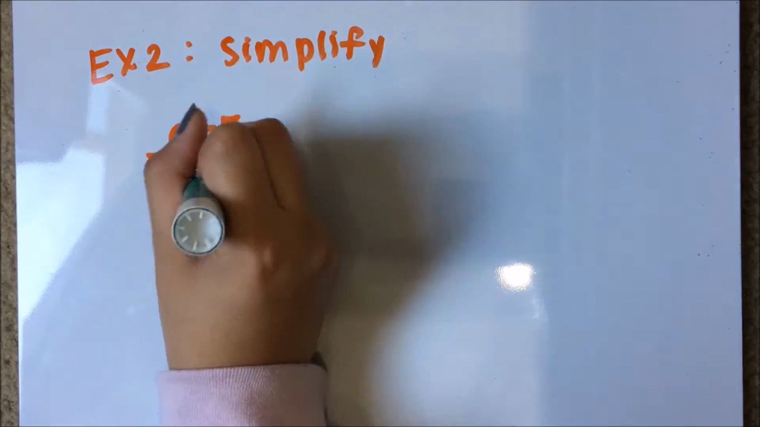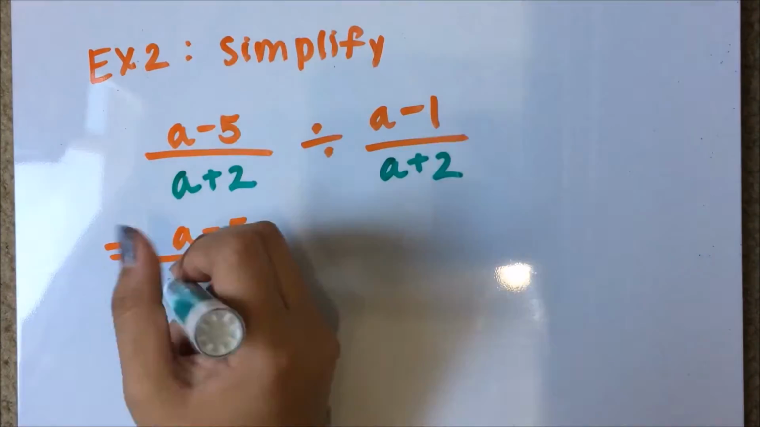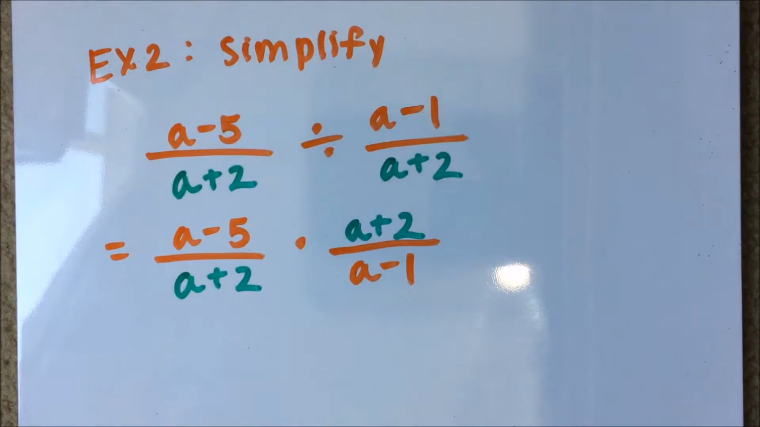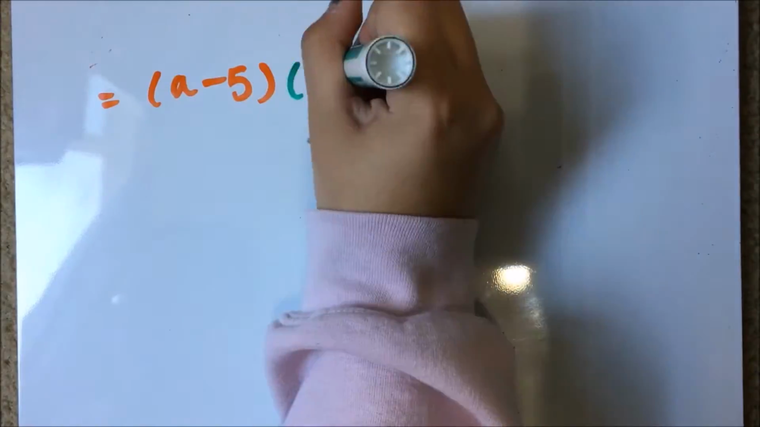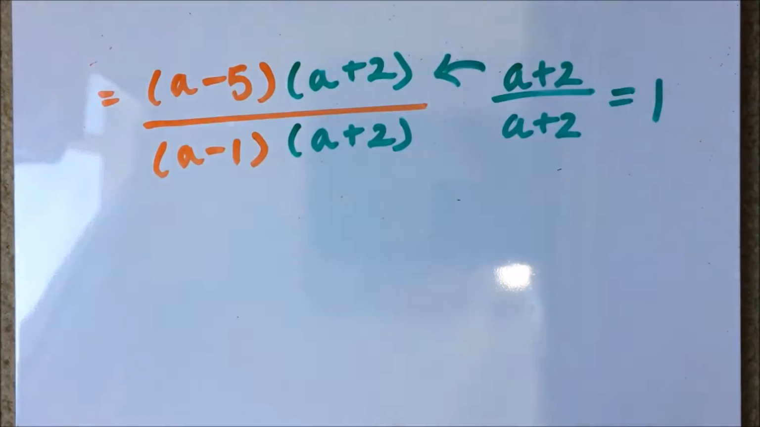Example 2. Because it wants us to divide, you must flip the second fraction. This allows you to multiply across. Since a plus 2 is on the top and bottom, it would cancel out, leaving a minus 5 over a minus 1.